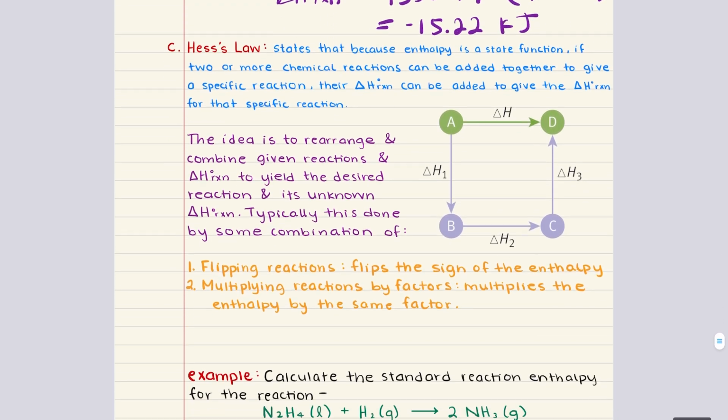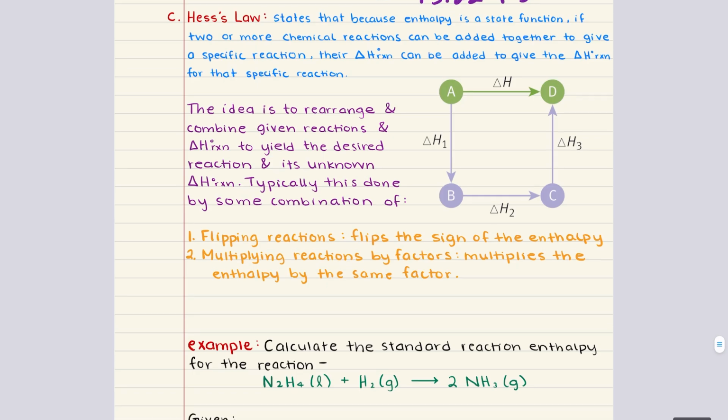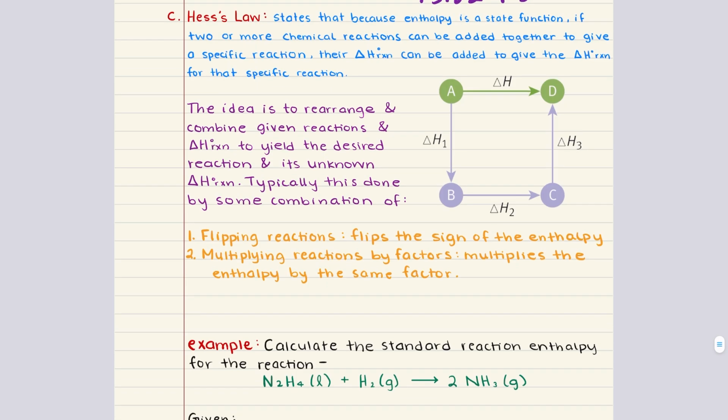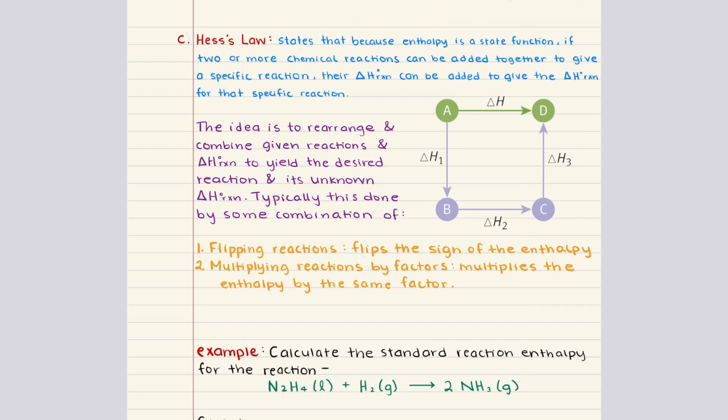Now that we've learned how to calculate enthalpy changes using both bond enthalpies and standard enthalpies of formation, we're ready to explore the third and final method, which is Hess's law. This approach is particularly useful when we aren't given bond energy values or formation enthalpies directly, but instead we're provided with multiple related chemical equations and their associated delta H values.